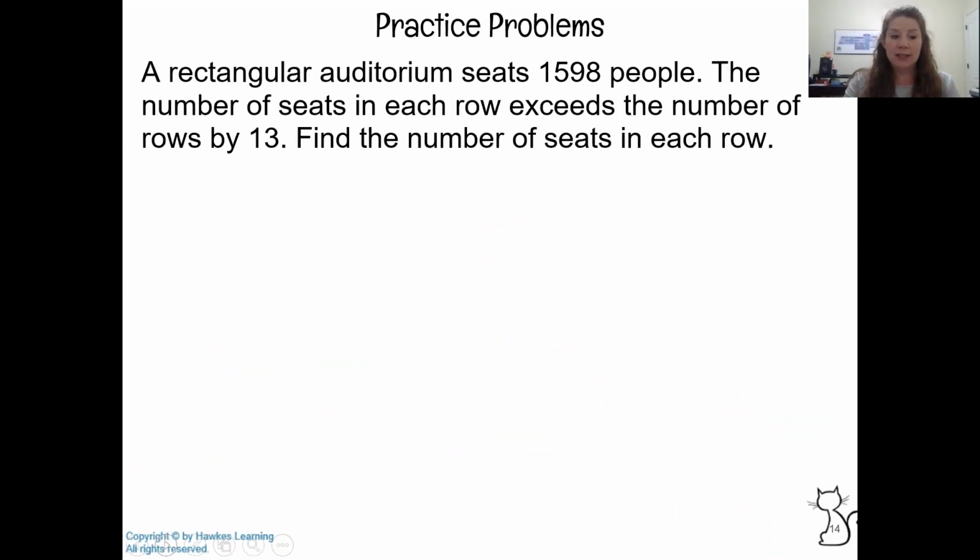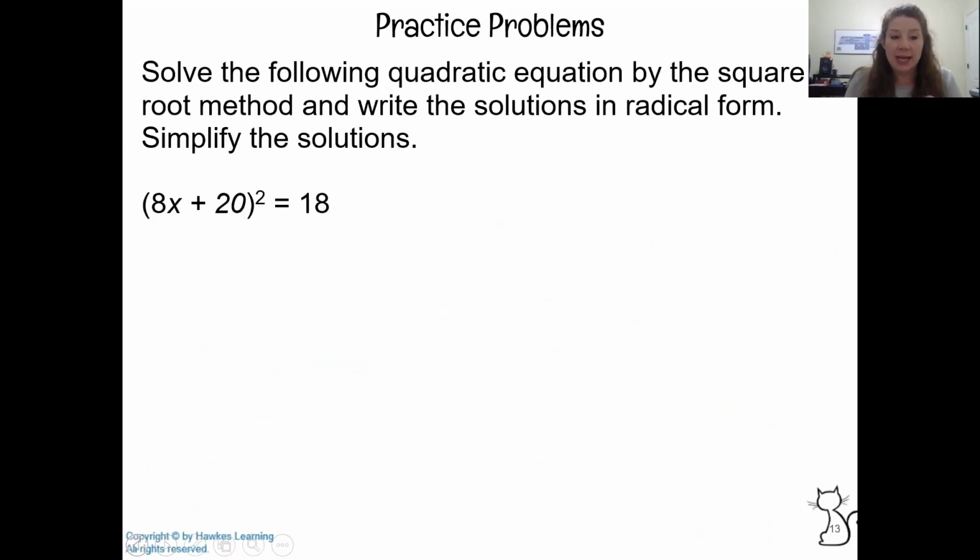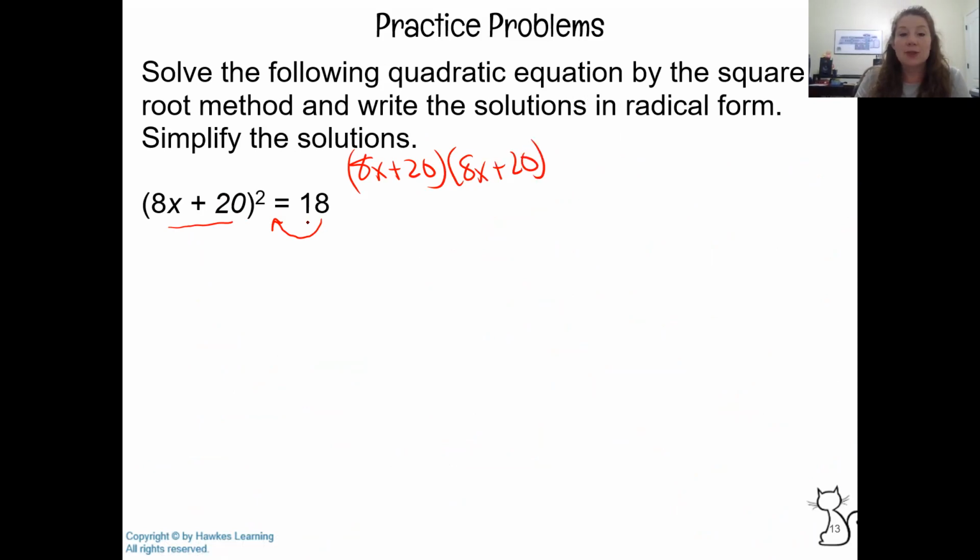All right, we got two more, you guys. So once again, we're going to square this, and then we've got to move that 18 to the other side of the equal sign. So let's do 8x plus 20 times 8x plus 20. And then to get rid of positive 18, we would subtract 18 from both sides. We're going to write minus 18. And now we can set it equal to 0.